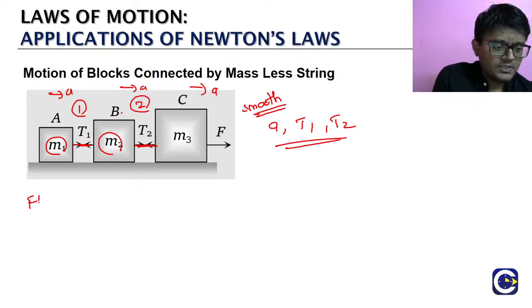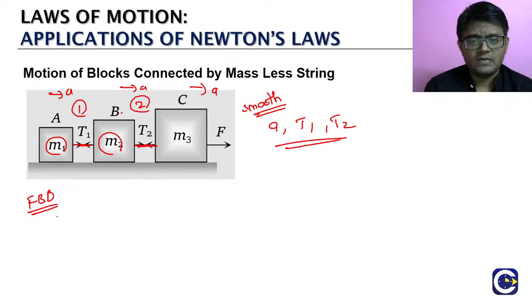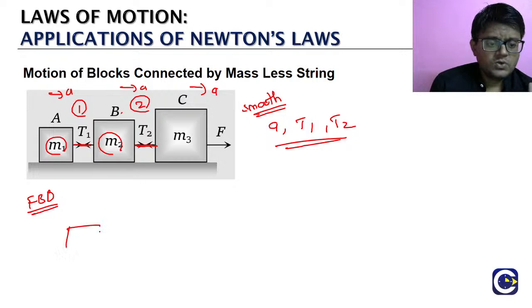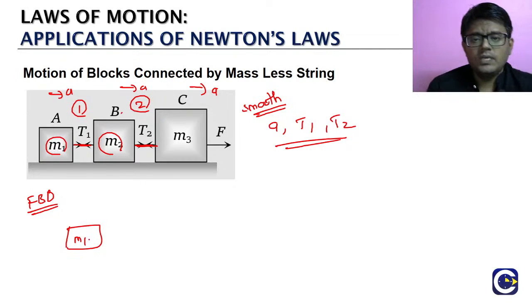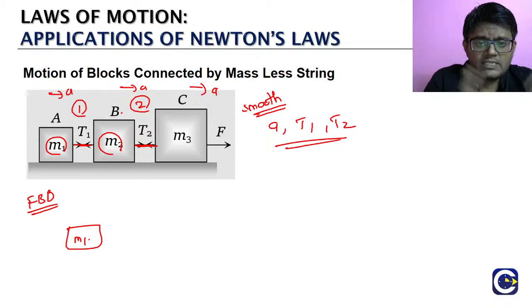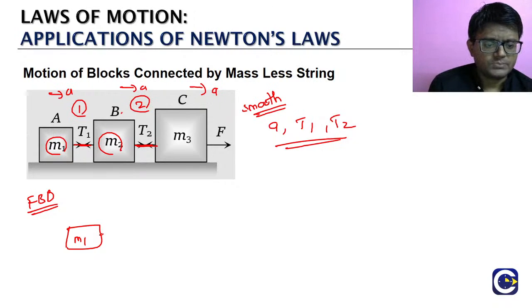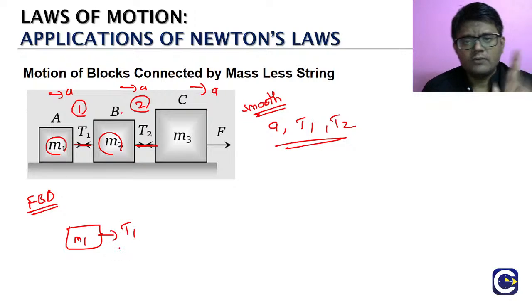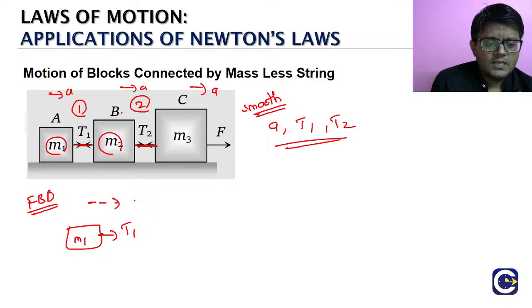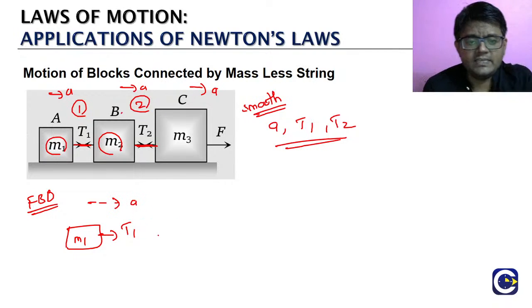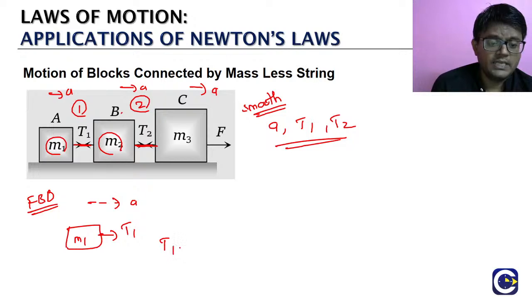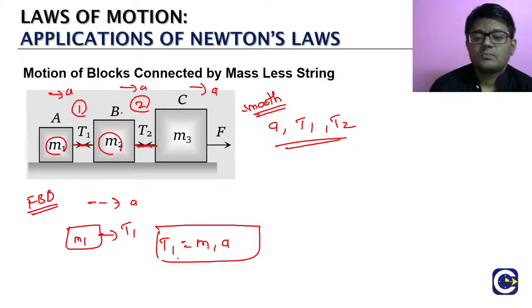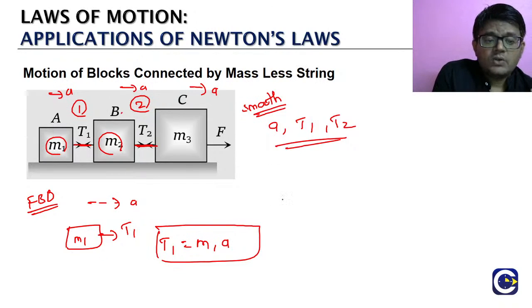How? Same concept. So we will go with the free body diagram. Okay, so here also let us only look at the force in the horizontal direction. Okay? Horizontal on block A, only one force, that is T1. So it is moving in the right side direction with an acceleration A. Look, what is the equation going to be? T1 is equal to m1 into A. That's all? Done.